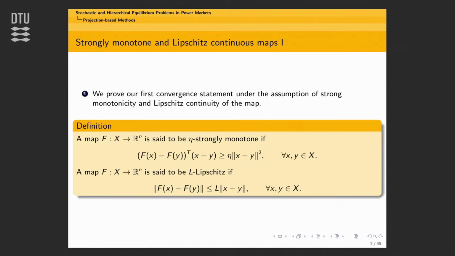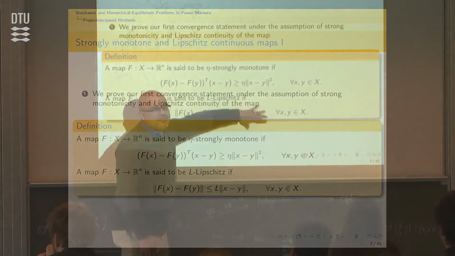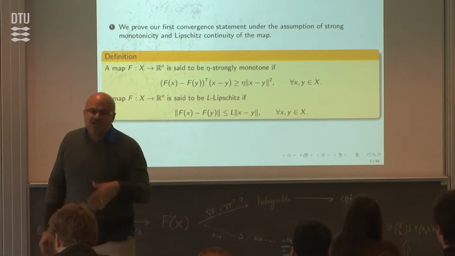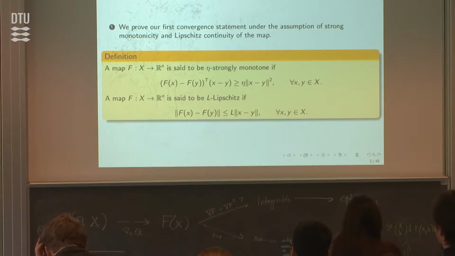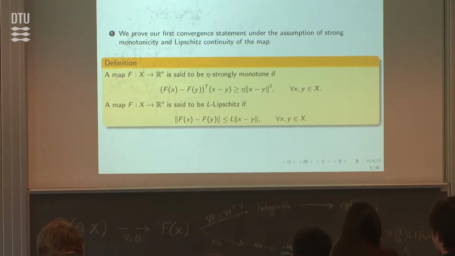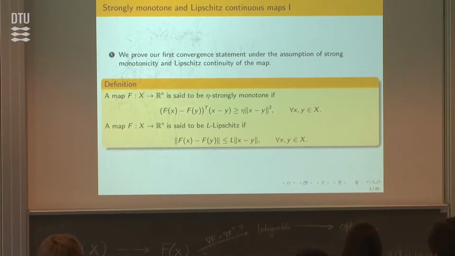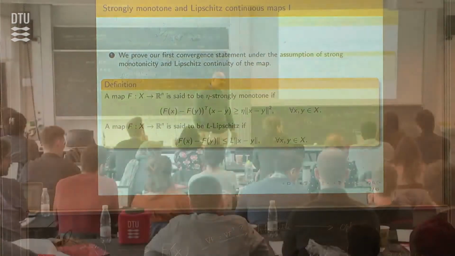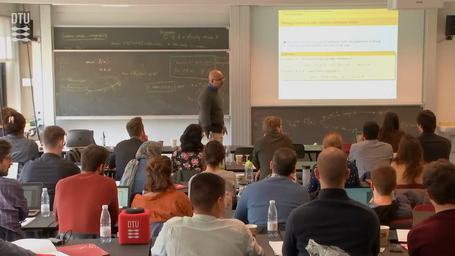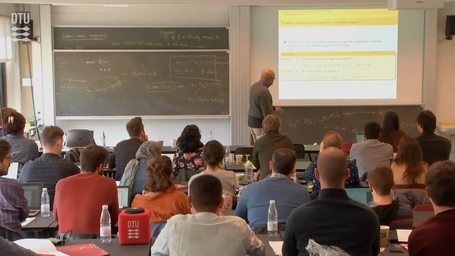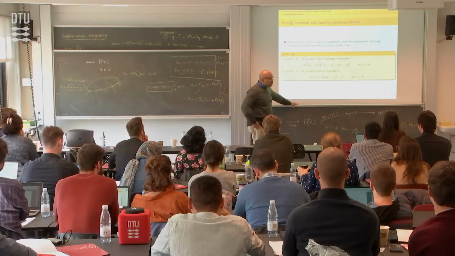A map is said to be L-Lipschitz if, what does this mean? If I evaluate the map at x and at y, then the difference changes by no greater than L times the norm of x minus y. So this is a stronger form of continuity. Lipschitz continuity is stronger than continuity. Yes, you had a question, Malabir? Yes, and L is a constant specified by us, right? No, not by us. It's something that comes from the problem.